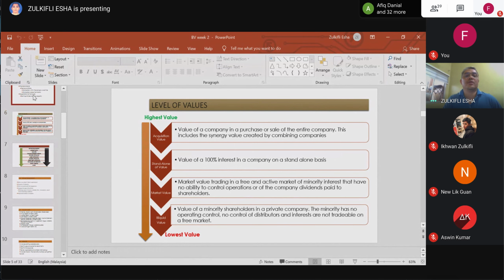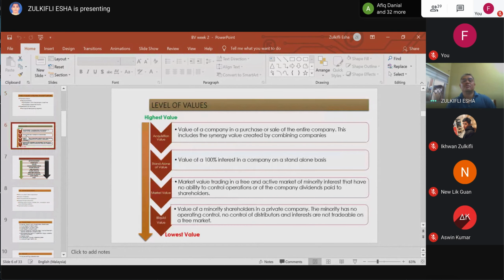Levels of values. This is the level of values. So remember, since we are still in our second week of lecture, the topic that we are going to do in the next, now it's only slide 6, there are 27 slides more, is more or less the basic background of business valuation. So this is the introduction of levels of values. We start at the top, which is the highest value, and at the bottom is the lowest value. So what is the highest value?